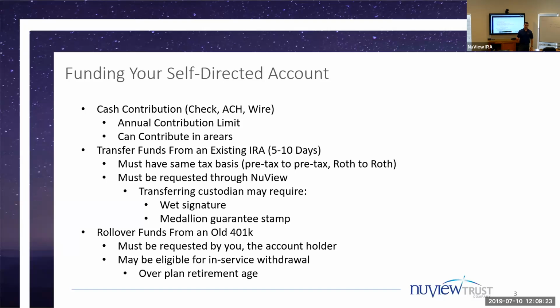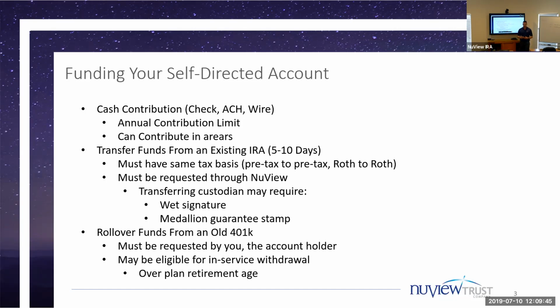However, the transferring custodian may require two key things. They may require a wet signature. That means that your transfer form will need to be signed with wet ink, mailed to NewView or dropped off, and then we in turn have to mail it to Charles Schwab or whomever that custodian is. That obviously can slow the process down.